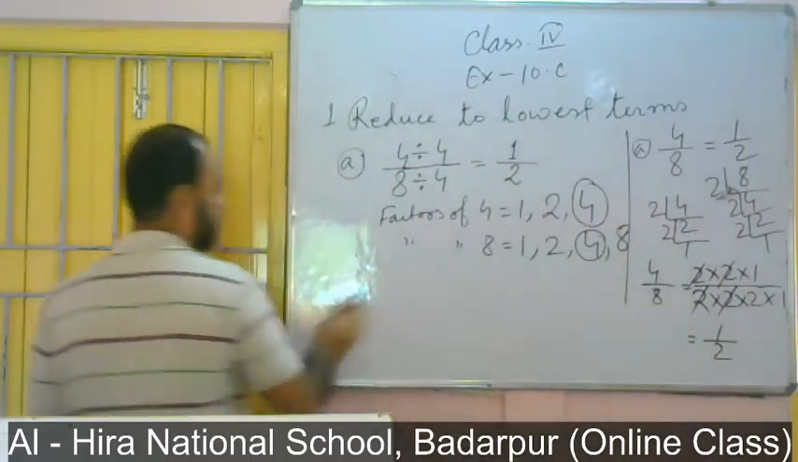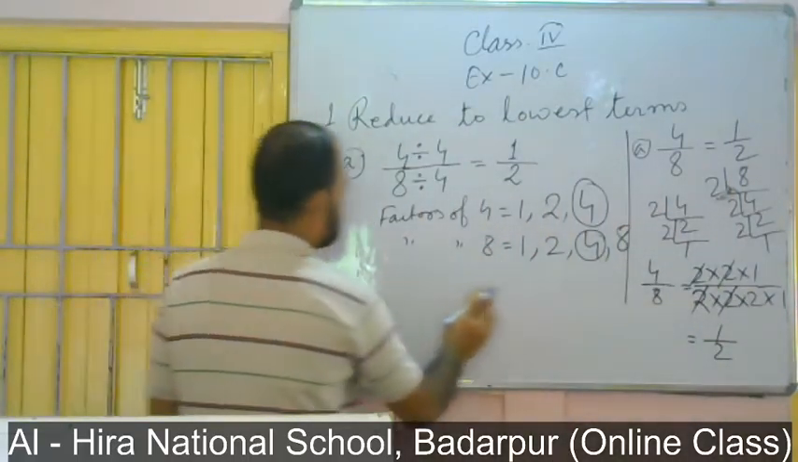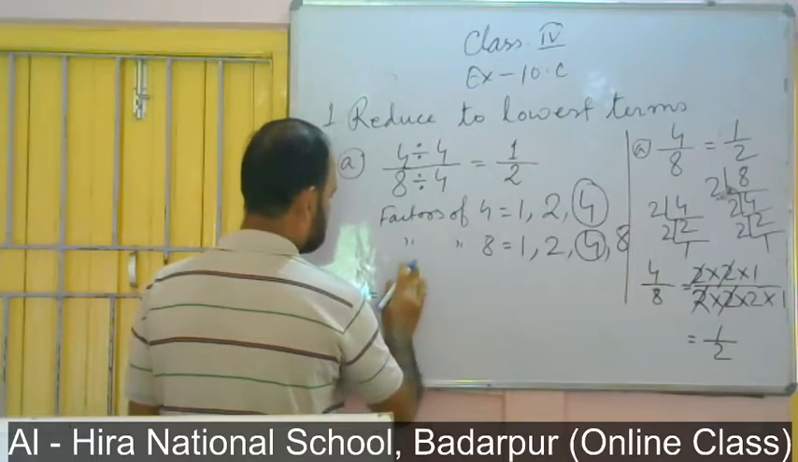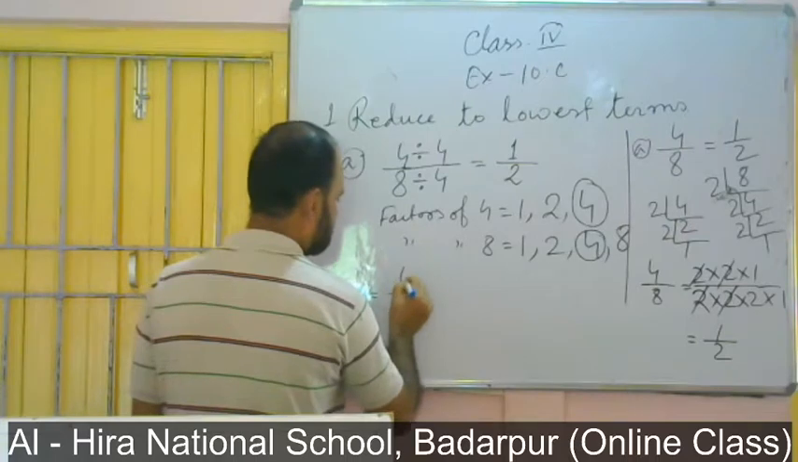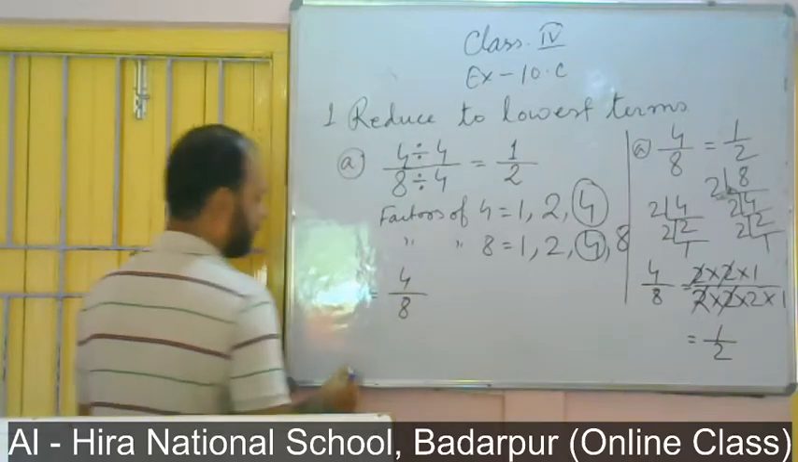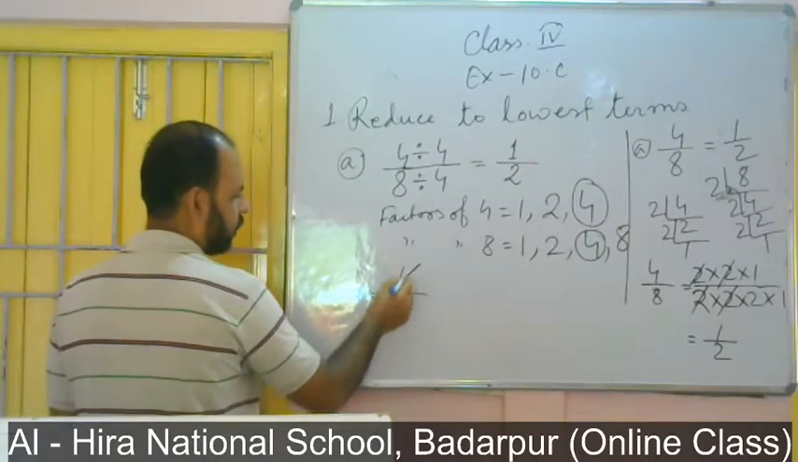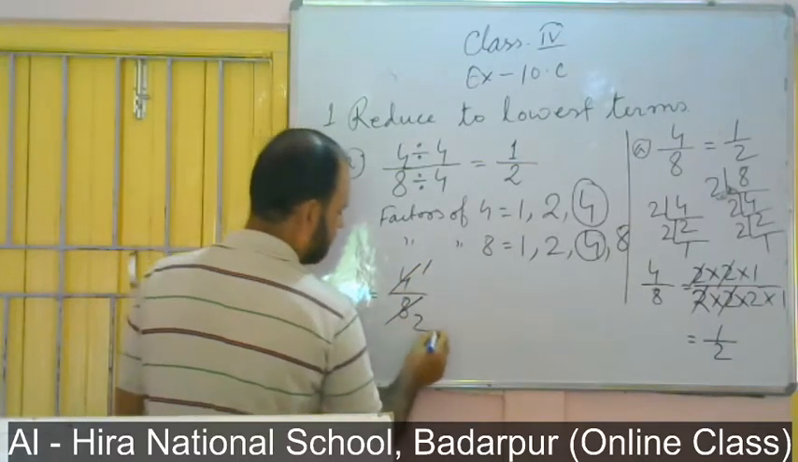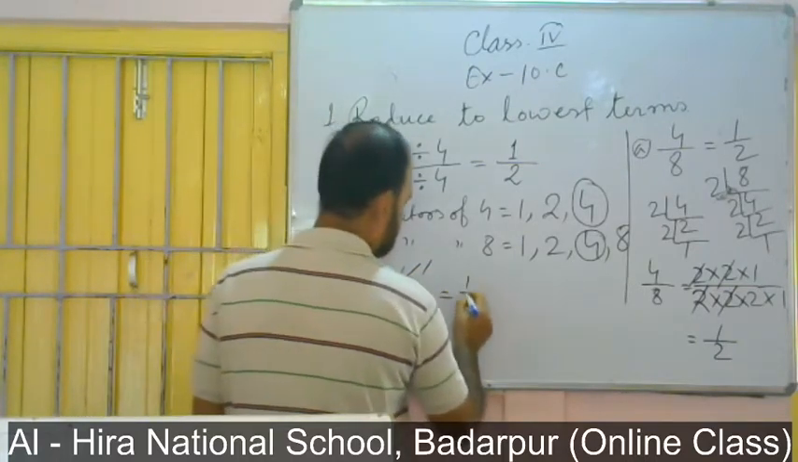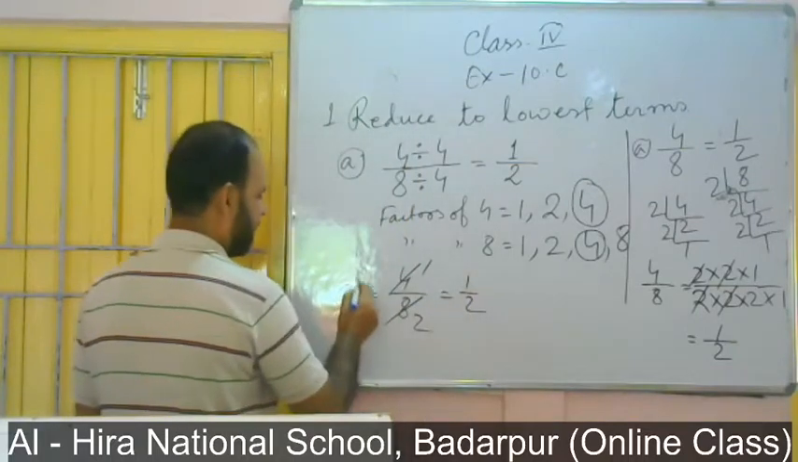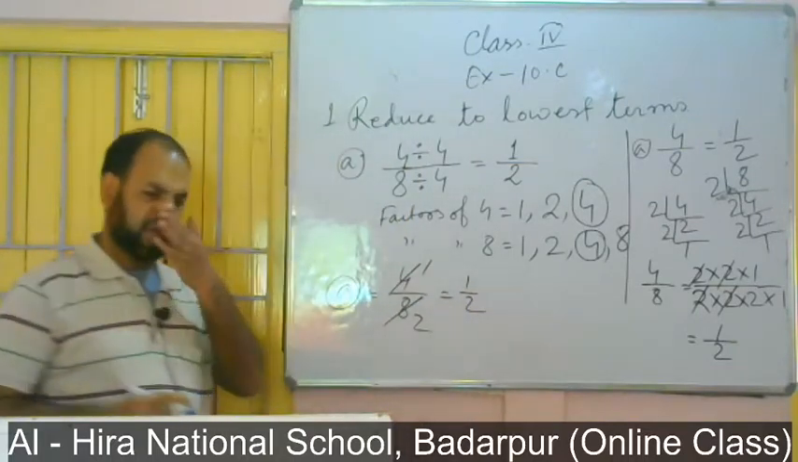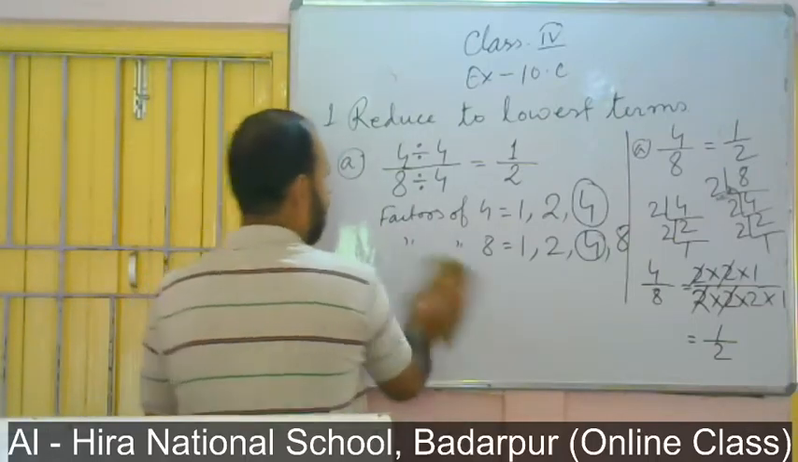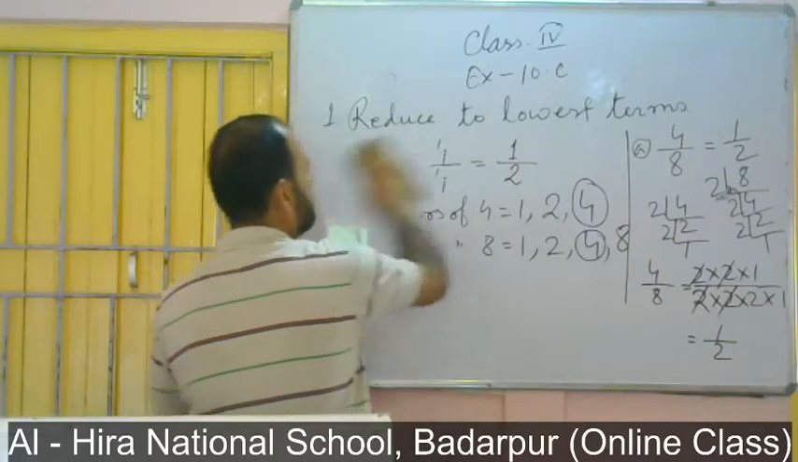Another way we can do it is by reducing with cutting. Suppose 4 by 8. 4 ones are 4 and 4 twos are 8. So the answer is 1 by 2. Next, question B.